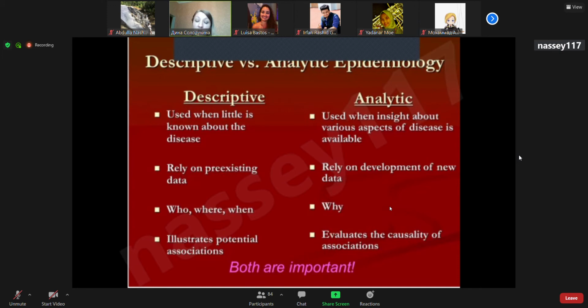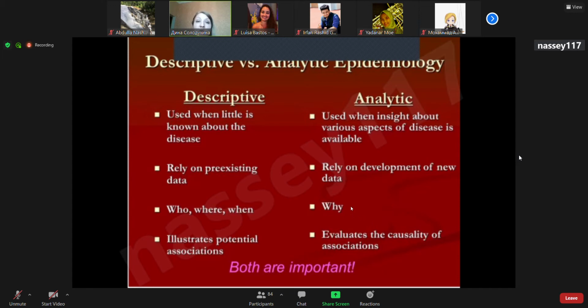Well, if you try to summarize this understanding of approaches in epidemiology, you understand that in descriptive study, we can hardly get ideas about possible associations, particularly causal associations, while analytical epidemiology enables us to draw more difficult and more complicated chains between the studied phenomena and our potential explanations.